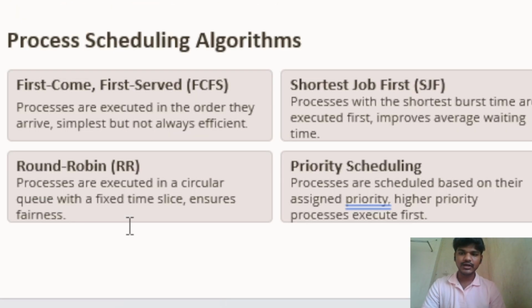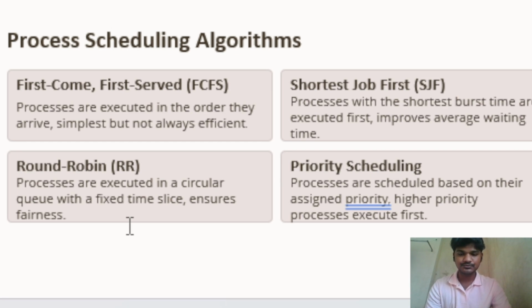We are going to explain some algorithms so that process scheduling becomes easy. First come, first serve, FCFS. Processes are executed in the order they arrive, simplistic but not always efficient. For example, the first person in the line buys a ticket, then the next person, and so on. This is an example of first come, first serve.